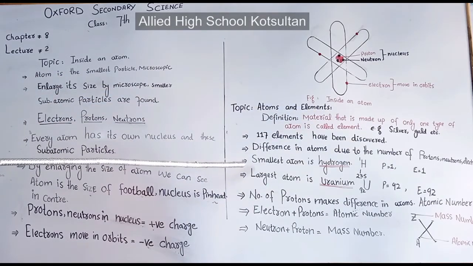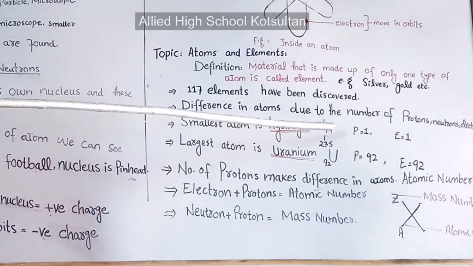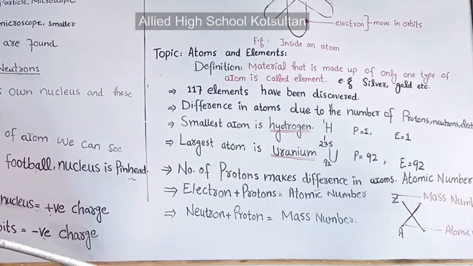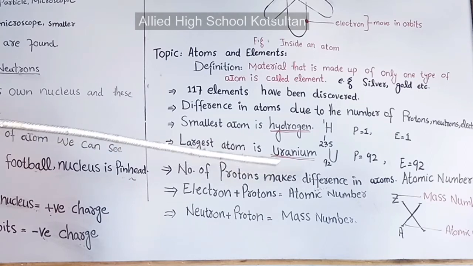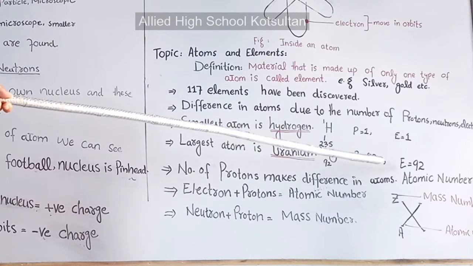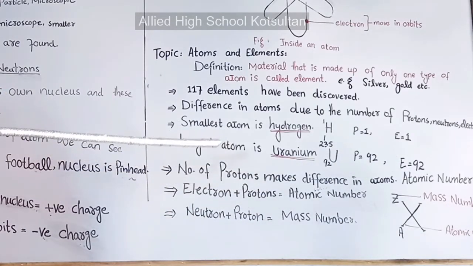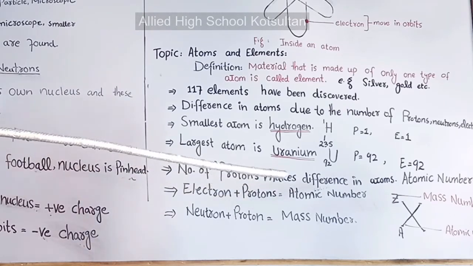The smallest atom present in the universe is hydrogen. Why is it the smallest? Because it has only one proton and one electron. The largest atom present in the universe is uranium. You can see it has 92 protons and 92 electrons, which means it is the largest atom. The number of protons and electrons makes the difference in atoms.